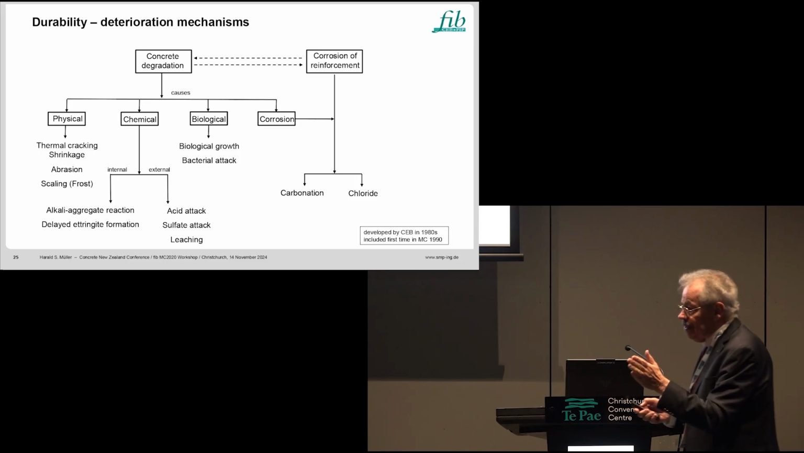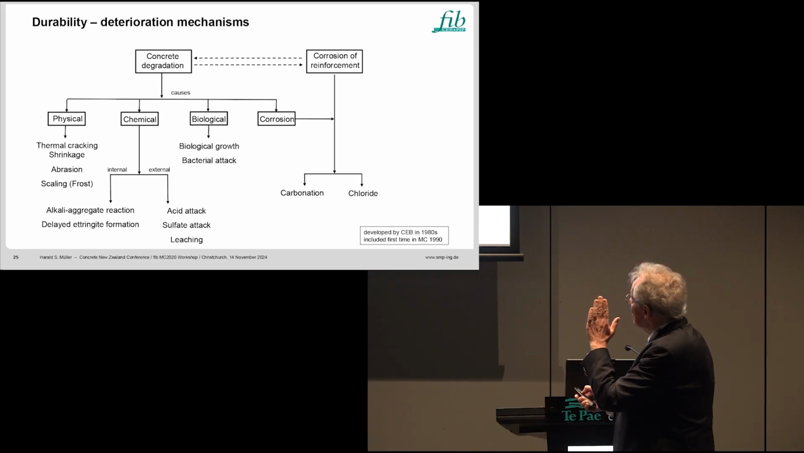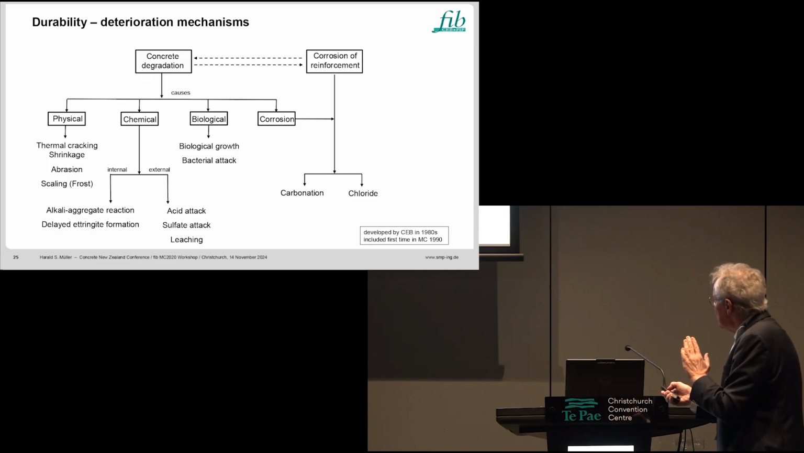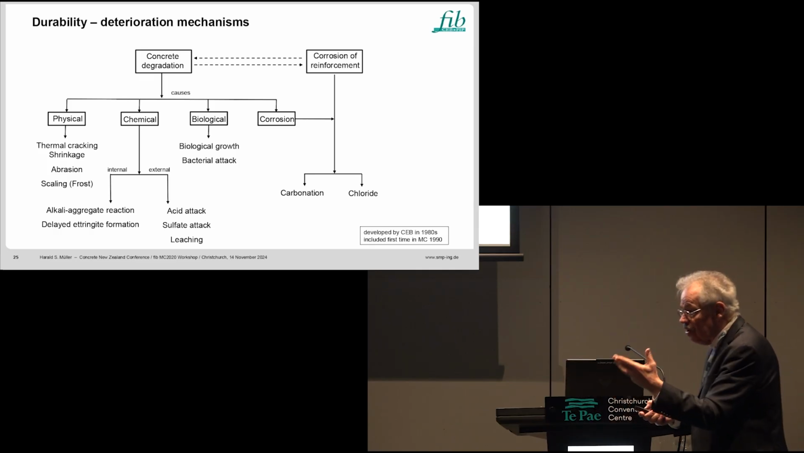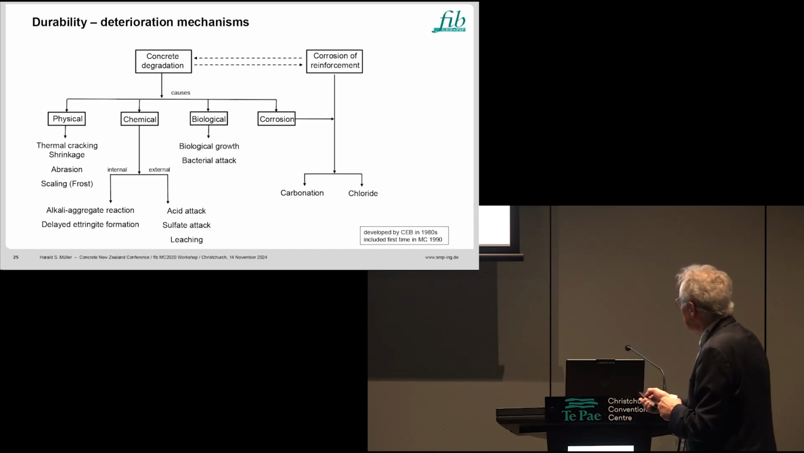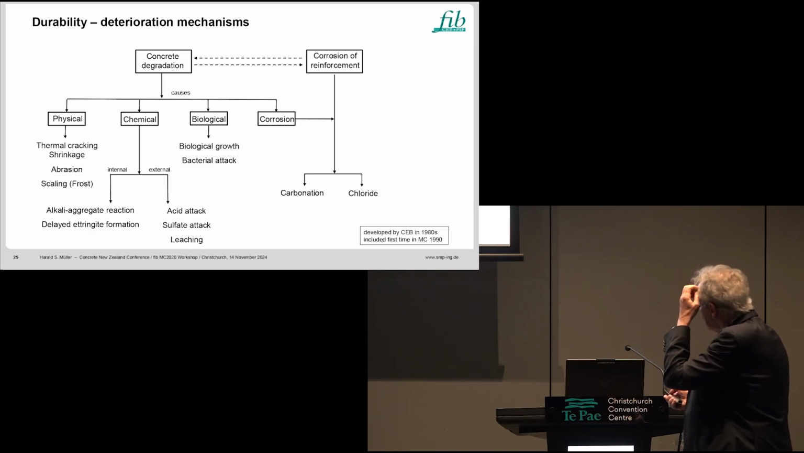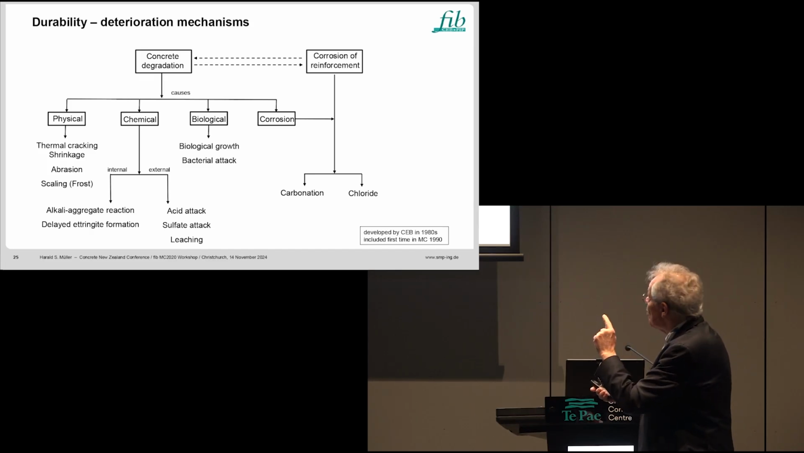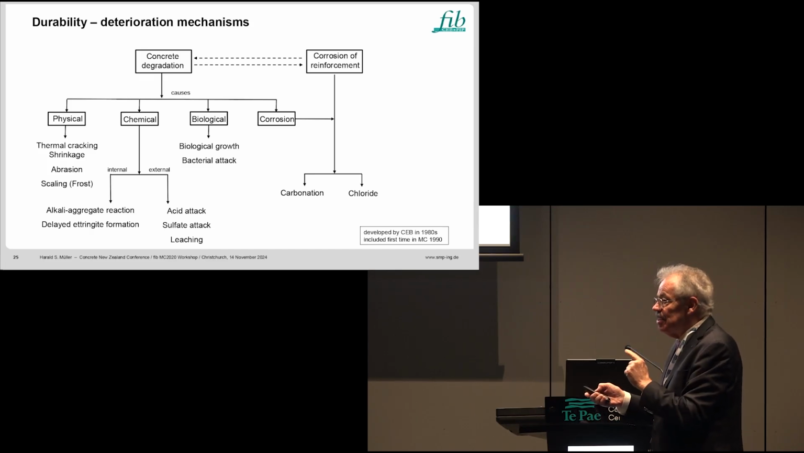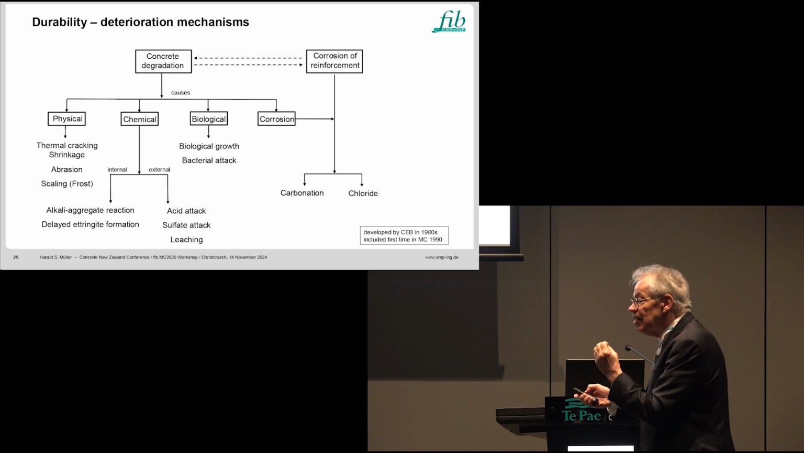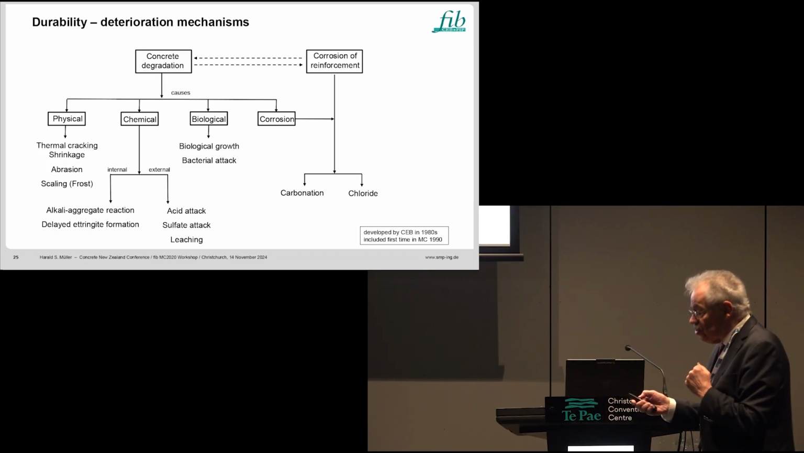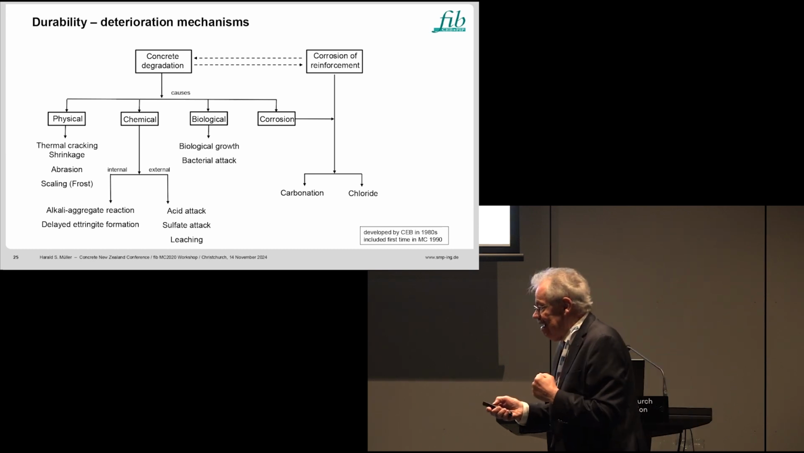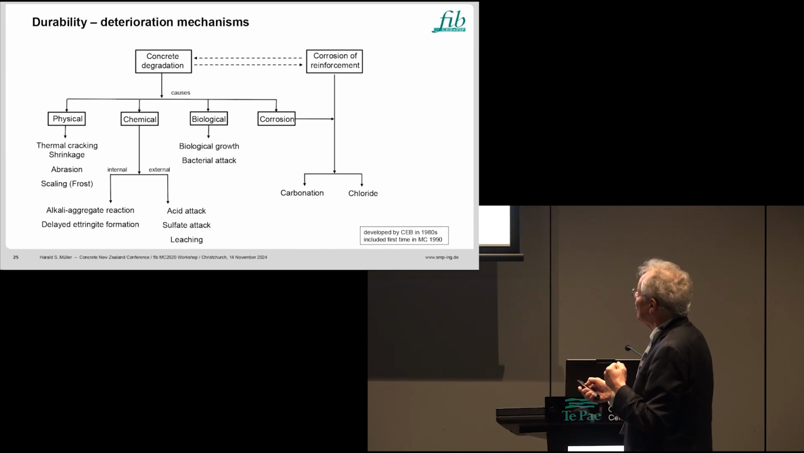Well, durability. Just a short repetition, deterioration mechanisms, nothing new. You are very familiar with it. This has been developed by CEB, one of the mother organizations of the FIB, in the 80s, and was the first time included in Model Code 90. How to come from this basic information to durability models. And this I will show to you, and which are the approximations which we can offer to the designer.